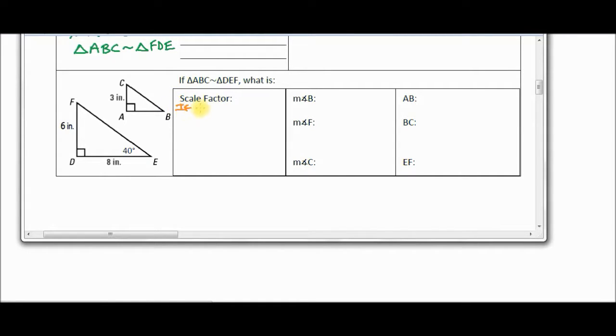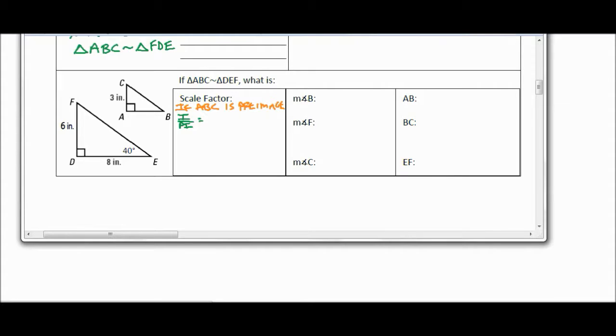If ABC is the pre-image, let me fix that R. If ABC is a pre-image, then remember class, when we do scale factor, it's always going to be a measure of the image over a measure from the pre-image. So now the question is, which measurements do we take? When you do scale factor, just find two corresponding sides that you know the measurement of.